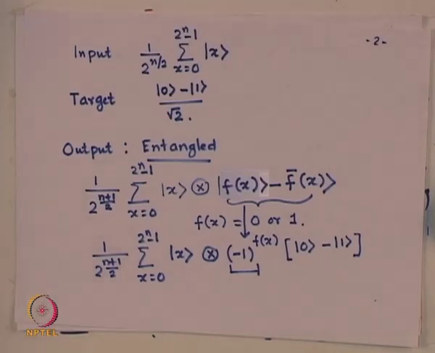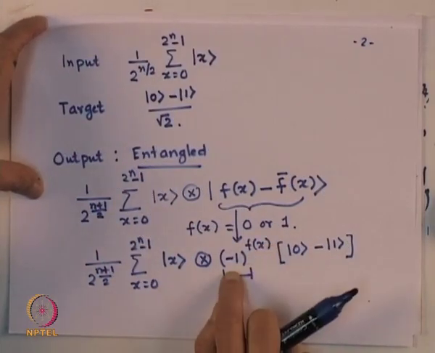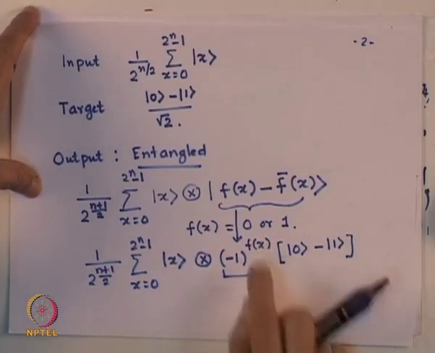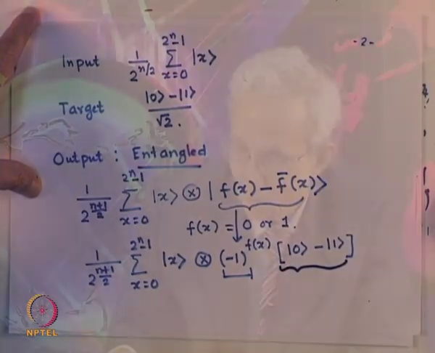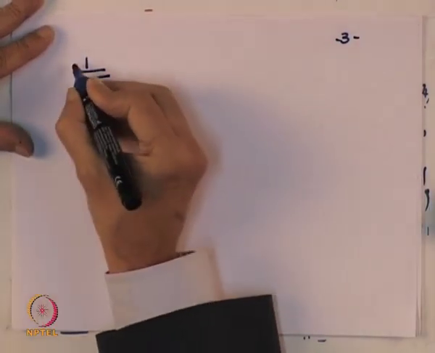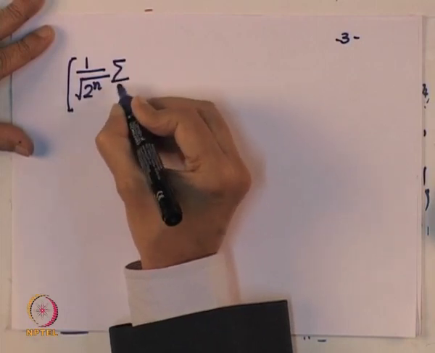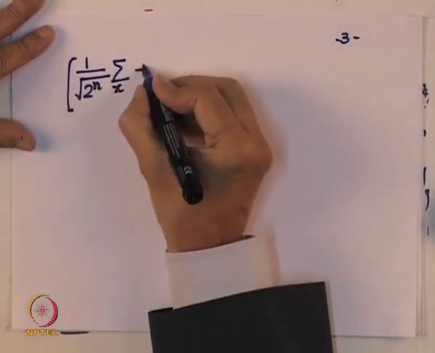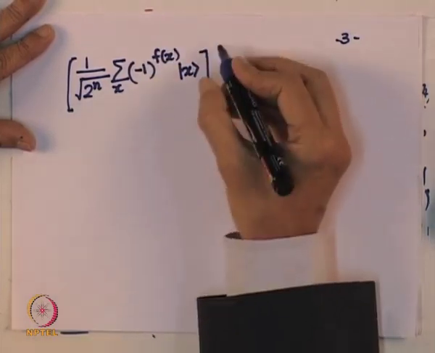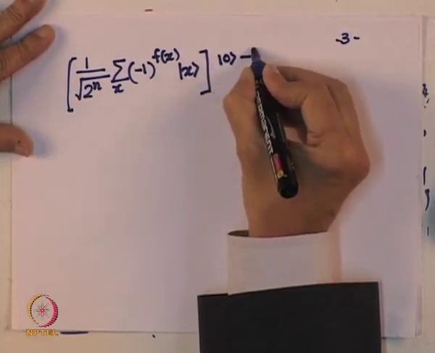Let us write it in a slightly different way, because you notice that I can associate this phase factor with the first n qubits themselves, since this factor is independent of x. Therefore, my output can be written as 1 over 2 to the power n by 2, or 1 over square root of 2 to the power n, sum over x, limits as written once, minus 1 to the power f(x), x, and the second, the target qubit, is simply (0 minus 1) by root 2.